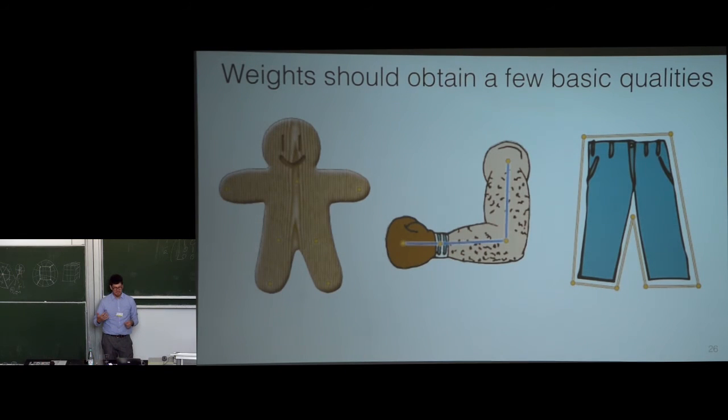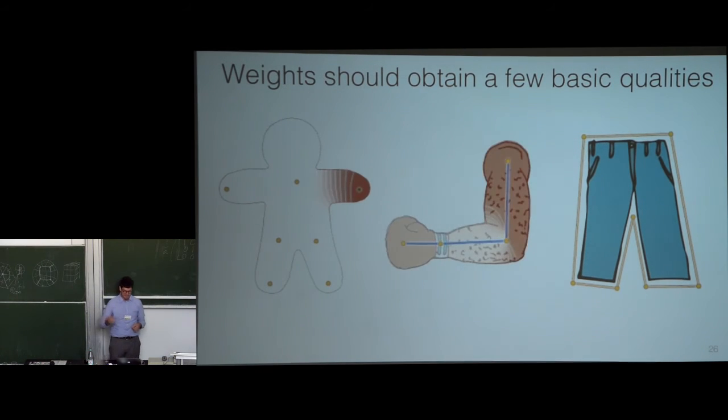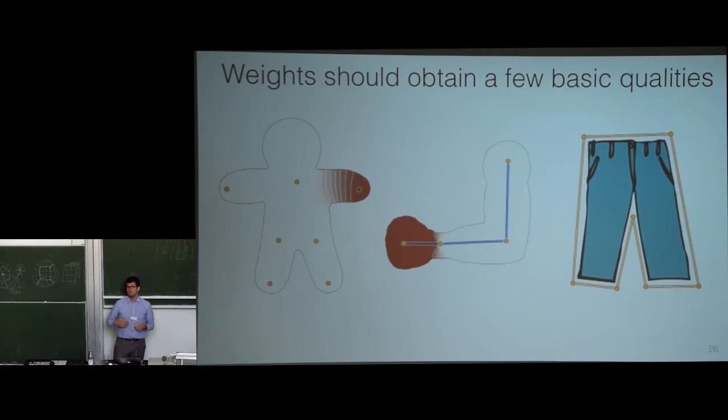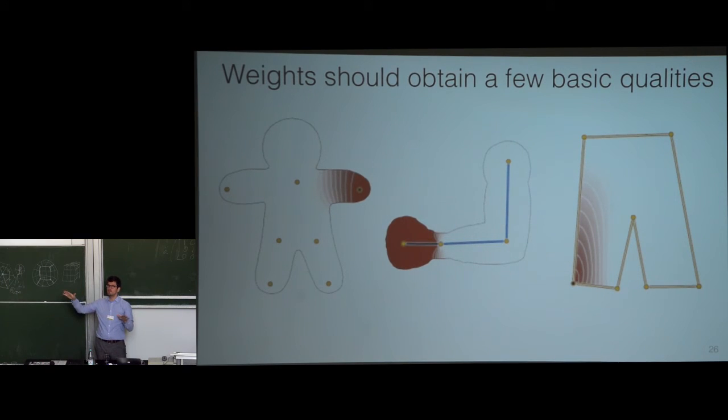The weighting functions for linear blend skinning should obey a few basic qualities. If we want a smooth deformation of the shape, the weighting functions themselves must be smooth, since we're taking just a weighted average. For each handle, we expect that the weighting function is 100%, it's 1 underneath that handle. And if we want the part of the shape that's controlled by the other handles not to move, then that weighting function had better go to 0 at the other handles. So these weighting functions should start at 1 and smoothly fall off to 0 at the other handles.